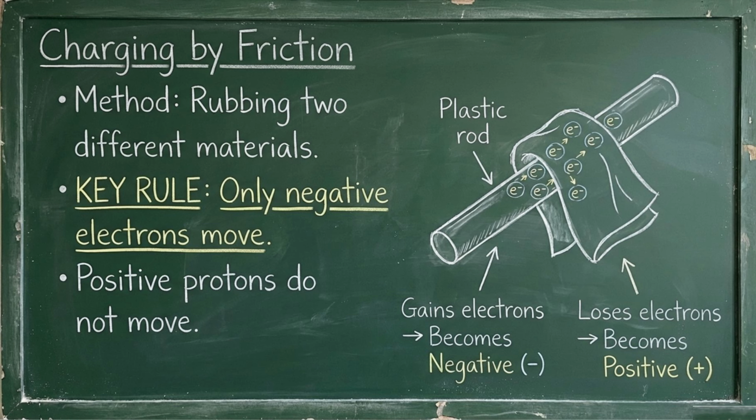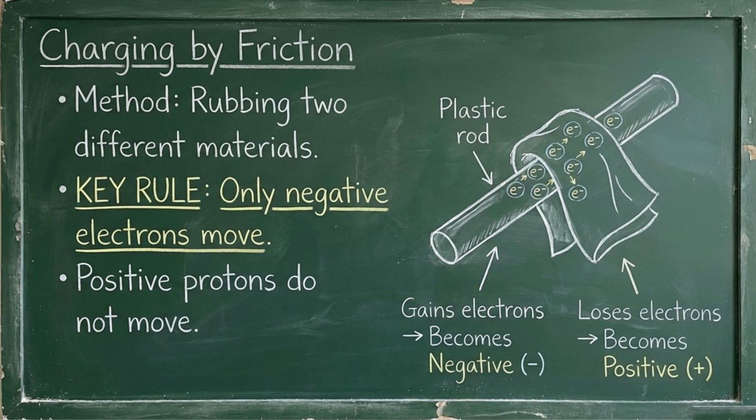So it's a game of subtraction then. Precisely. If that plastic rod becomes positive, it's not because it gained protons, it's because the cloth stole its electrons. The cloth then becomes negative because it gained those stolen electrons. It's purely a transfer of the negative particle. So whenever you talk about static electricity, we're really just talking about moving electrons around.